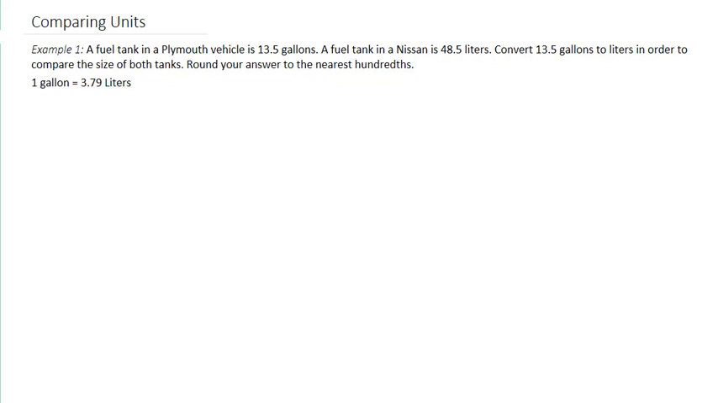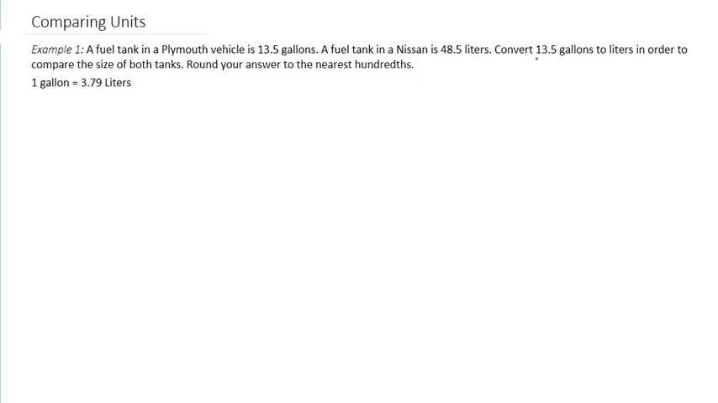Comparing units. Example 1. A fuel tank in a Plymouth vehicle is 13.5 gallons. A fuel tank in a Nissan is 48.5 liters. Convert 13.5 gallons to liters in order to compare the size of both tanks. Round your answer to the nearest hundredths.